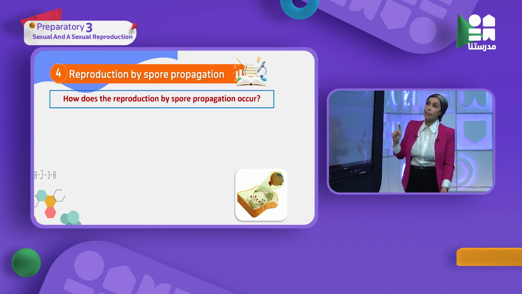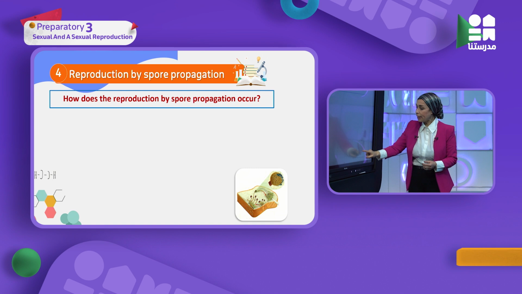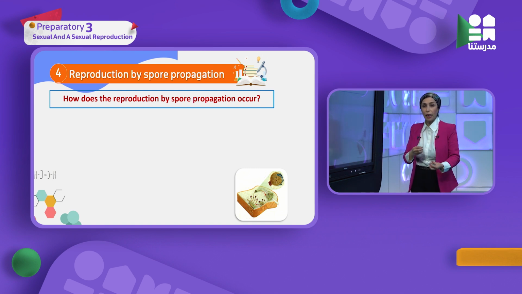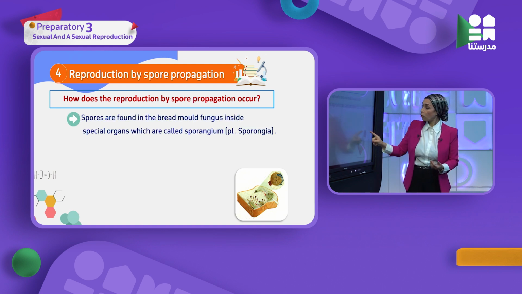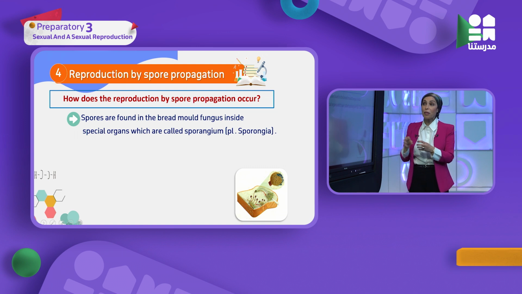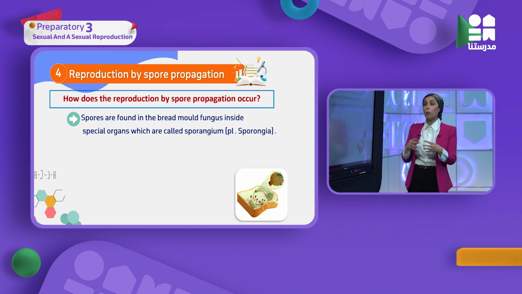We will see the first step, what happens, how does the reproduction by spore propagation occur. I said take the toast or bread that we left for a while in a very hot place and in a plastic bag. What happens at the beginning? The spores are found in the bread. These are the spores on the bread mold fungus inside a special organ which is called sporangium. This is called sporangium, and its plural is sporangia, meaning many of them are called sporangia. One of them is called sporangium.